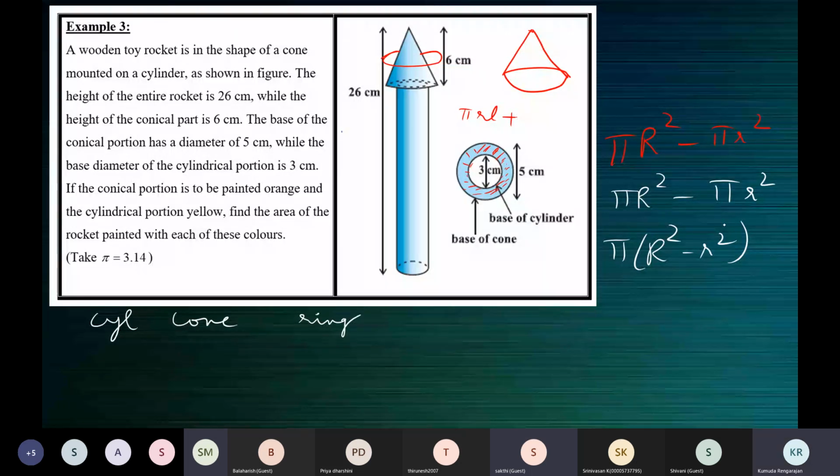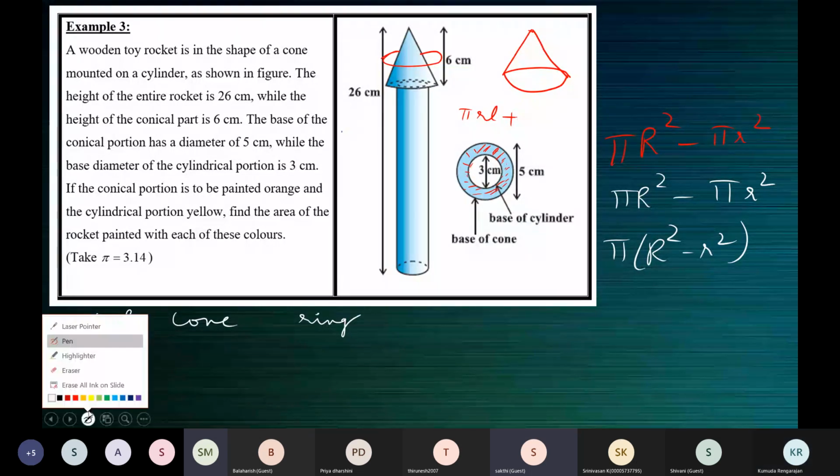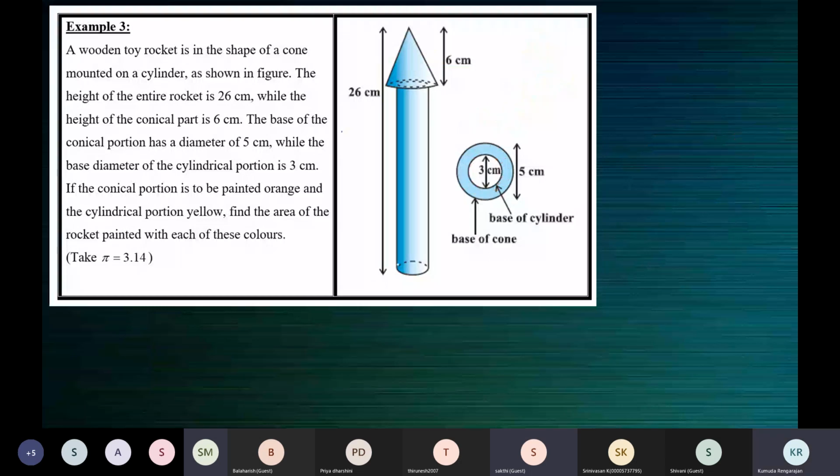So in the cylinder, the CSA is completely visible. So 2 pi RH, plus the area of the top? No, it's not visible. Leave it. Plus the area of the bottom, that is the circle below, pi R square. Correct. So for the cone, what is visible? For the cone, the CSA is visible and the area of the ring is visible.